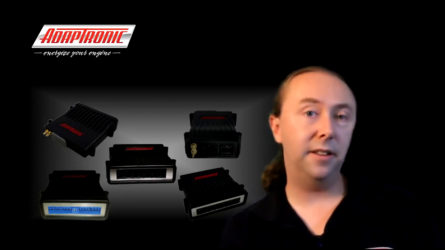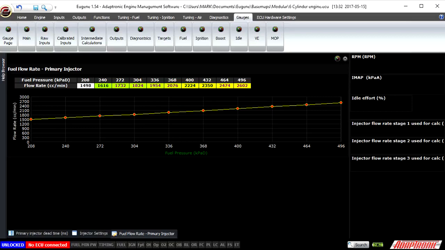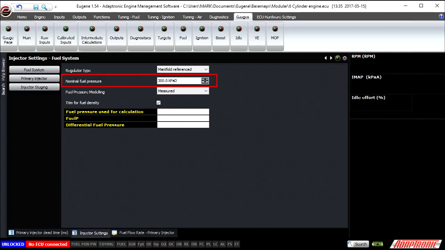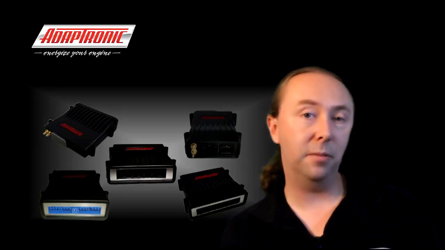And the ECU then uses this to look up the fuel flow rate from the flow rate table, and also the injector dead time as well. And the second way is to use a nominal figure that you enter. So you do this if you're not using a fuel pressure sensor at all.